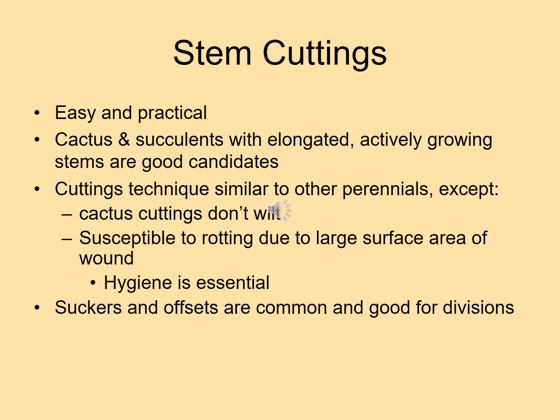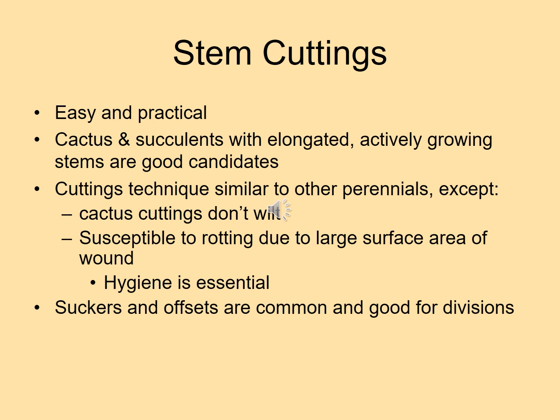The cuttings don't wilt like they do with other perennials, but they are susceptible to rotting because you have a big wet surface area. By the nature of the fact that something's a succulent or cactus, it has a big fleshy stem. So when you cut through it, you've got a big wet wound, and that is a big area for pathogens to enter into that cutting and make it rot. So the sharper your tool, the better.